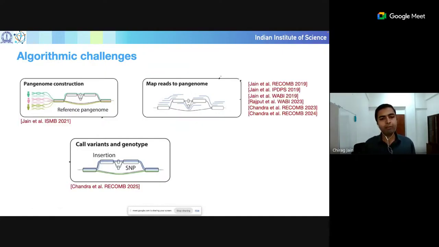In our group, we have been interested in all of these problems, and we have contributed some algorithms for each of these directions. For today's talk, I'm going to focus on the genotyping problem, which is our most recent work that is going to appear in the RECOMB conference. In the next few slides, I'll give you an overview of what we did in this work.